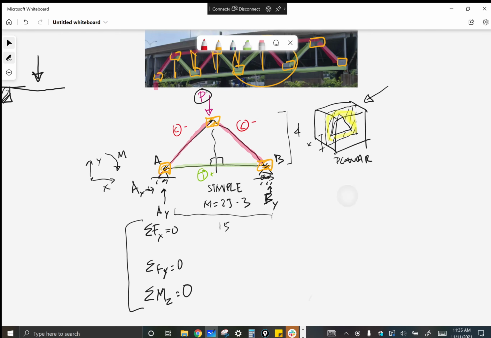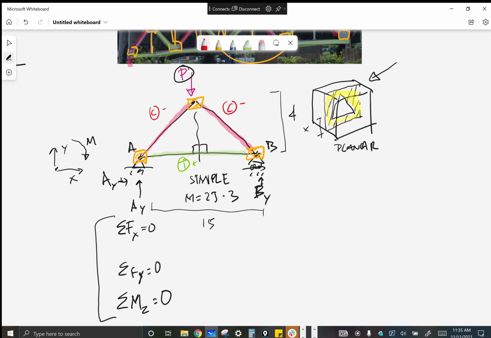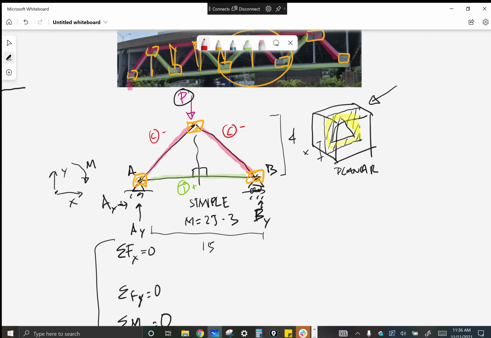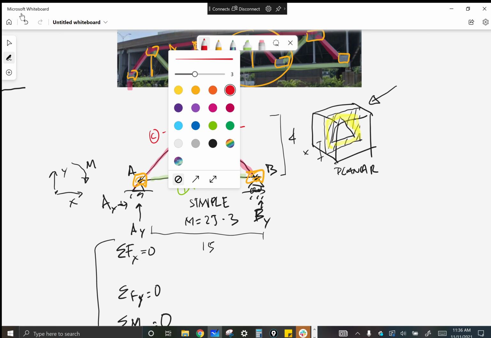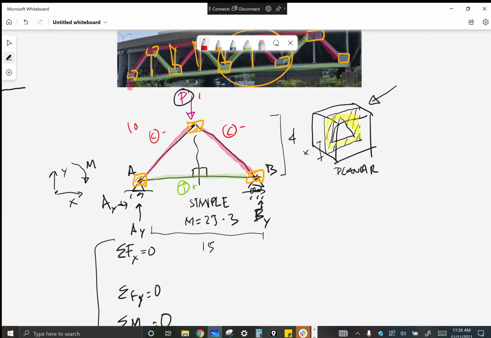But at this point, if we had these numbers, 15 and 4, and we could actually get numbers for these, and we've done this a bunch of times, right? If this is loaded with 100 pounds, LBF, this is going to be 106.4 LBF, and this is going to be 93.4, something like that, LBF, right? So we can get loads in the members if we know the load on the truss, right?